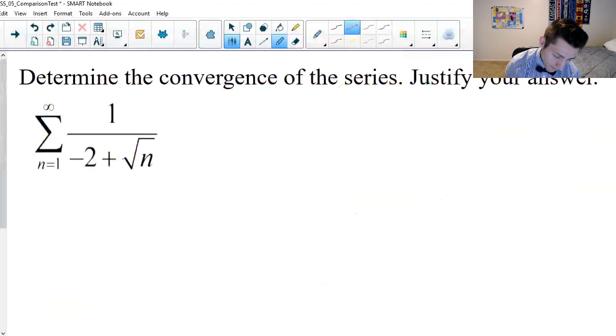So 1/9 negative 2 plus square root of n.